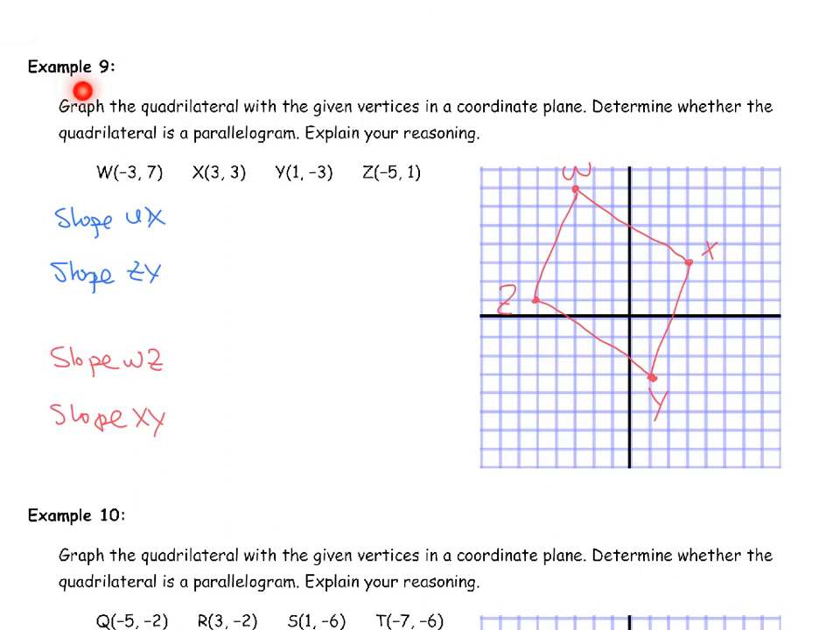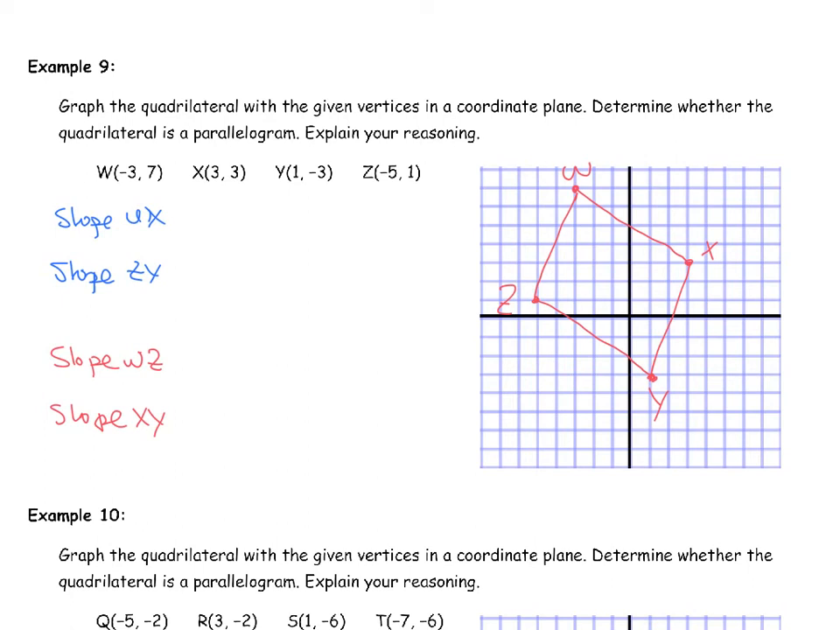Okay, so example 9. Graph the quadrilateral with the given vertices in a coordinate plane. Determine whether the quadrilateral is a parallelogram. Explain your reasoning. So as you can see, I've already taken the time and plotted my points and drawn my quadrilateral. Okay, so kind of like before, to help justify that these sides are the same, we're going to use slope, aka rise over run.